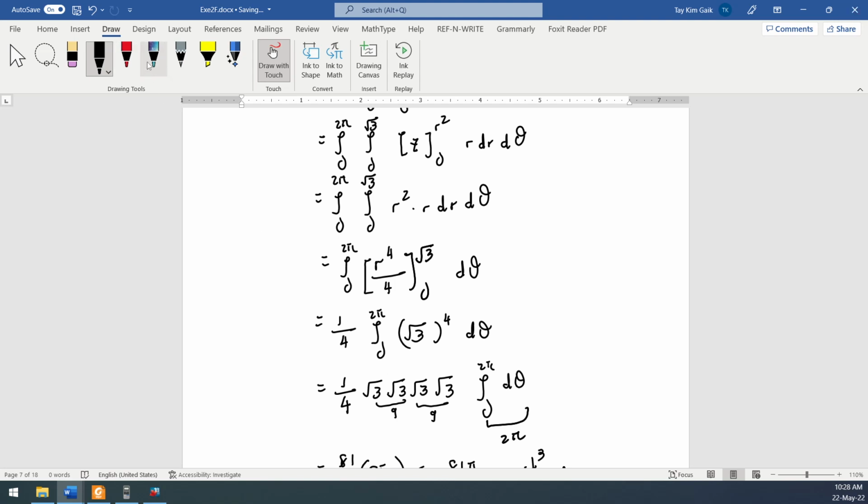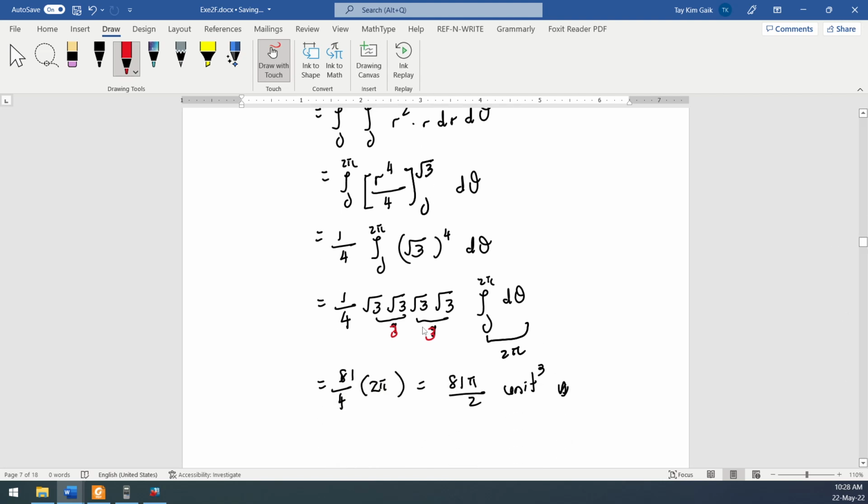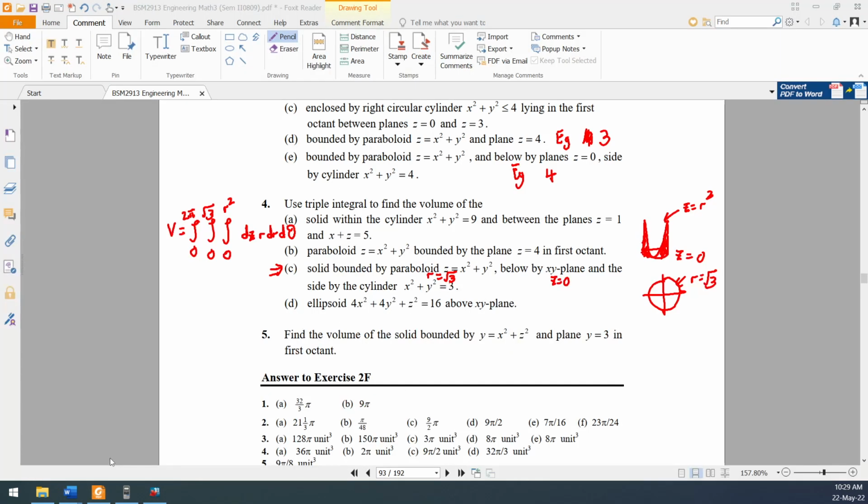3 times 3 is 9. Here is the mistake: this is 3, and this is 3. So 3 times 3 is 9. So you have 2 pi divided by 4, so you got 9 pi over 2. Correct. So the answer is correct. The mistake was writing that 3 times 3 is 3; 3 times 3 is 9. So 9 pi over 2. Okay, that is question 4C.